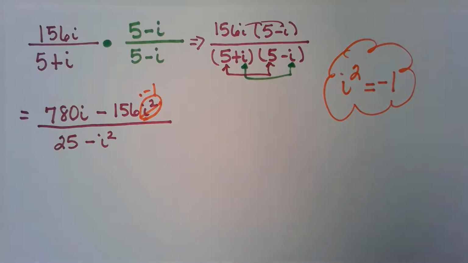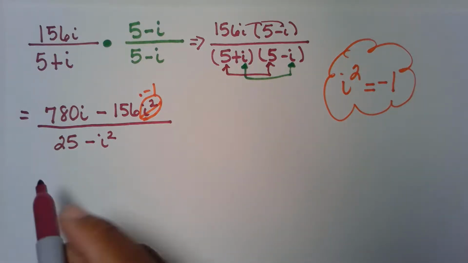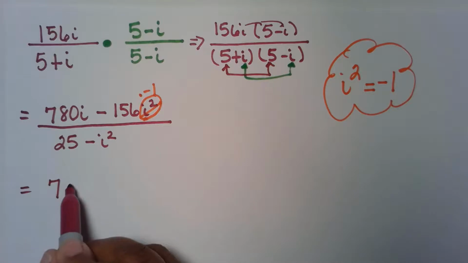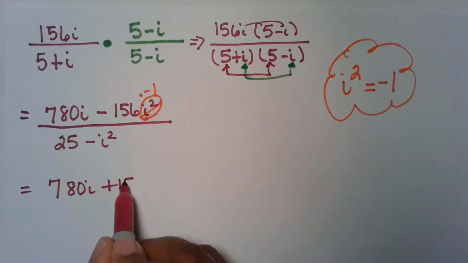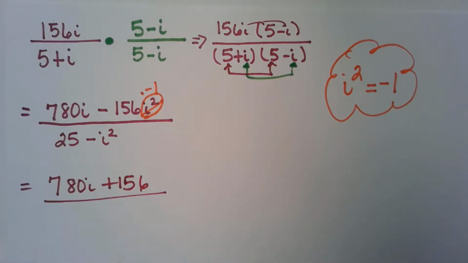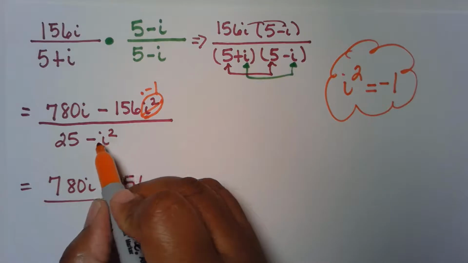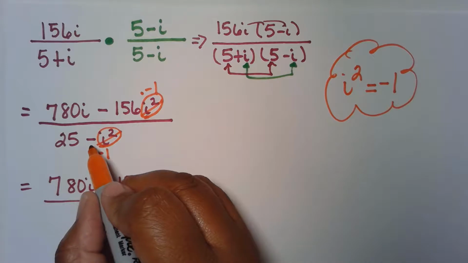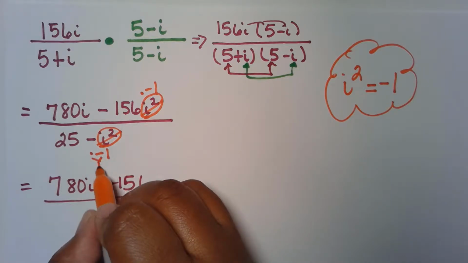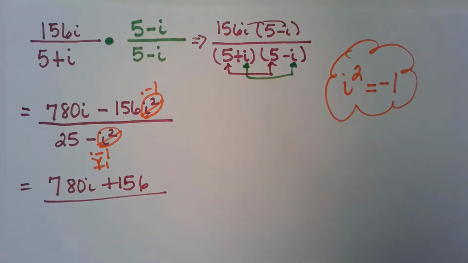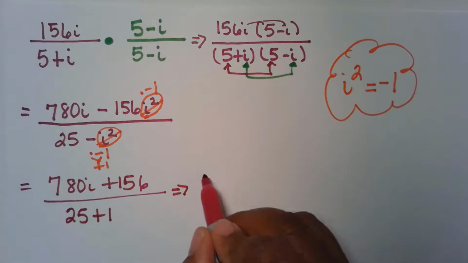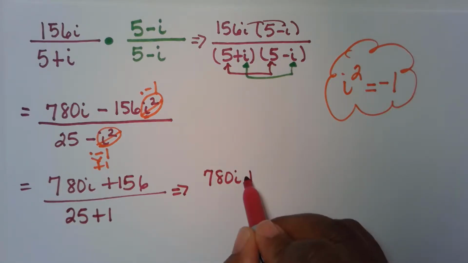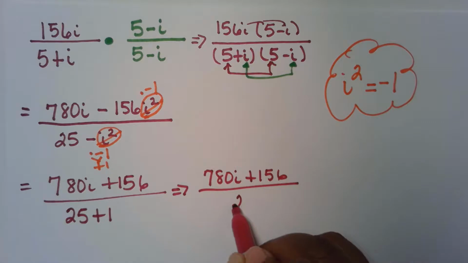So in the numerator, that negative 156 becomes positive 156. In our denominator, the i squared, we're saying times negative 1. We're going to multiply it to the negative that's there. That's going to give us a plus 1. So in our denominator, we have 25 plus 1. So we have 780i plus 156 all over 26.